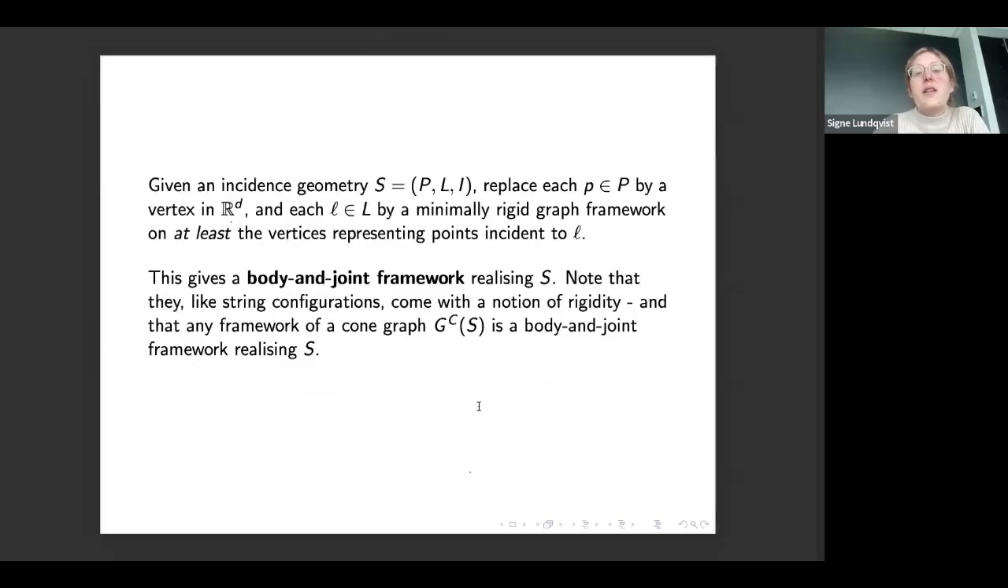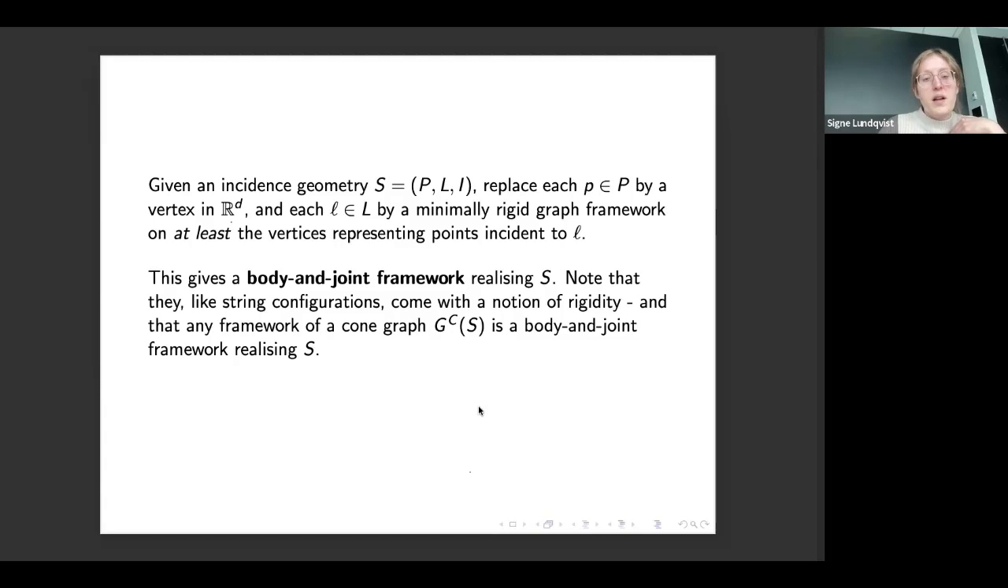A second way of realizing an instance geometry is by replacing each element of the point set by a vertex, and again, for technical reasons at least, the vertices representing points incident to the line. So what you've done then is a minimally rigid body on the vertices representing points incident to the line. And this is what's called a body joint framework, realizing the instance geometry.